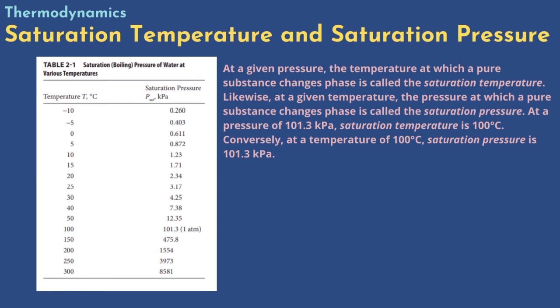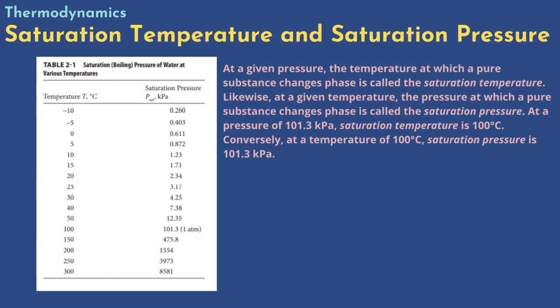Next is the saturation temperature and saturation pressure. Water starts to boil at 100 degrees Celsius. Strictly speaking, the statement "water boils at 100 degrees Celsius" is incorrect. The correct statement is water boils at 100 degrees Celsius at 1 atmospheric pressure. At 500 kilopascal pressure, water boils at 151.8 degrees Celsius. That is, the temperature at which water starts boiling depends on the pressure. Therefore, if the pressure is fixed, so is the boiling temperature.